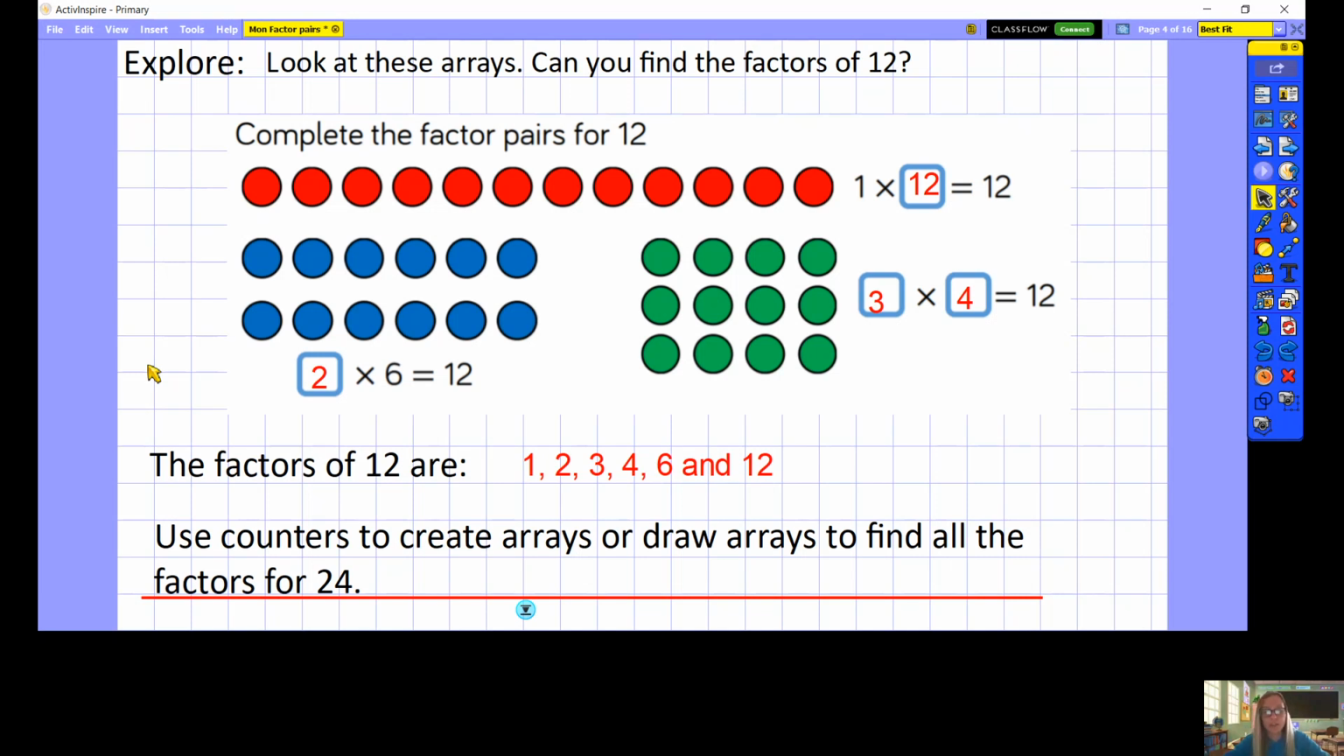So pause the video now and find as many different ways of drawing arrays for 24, and write down the factor pairs for 24 that you find.